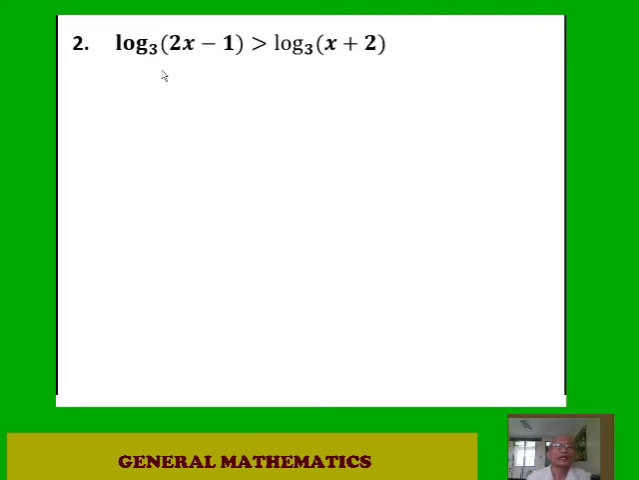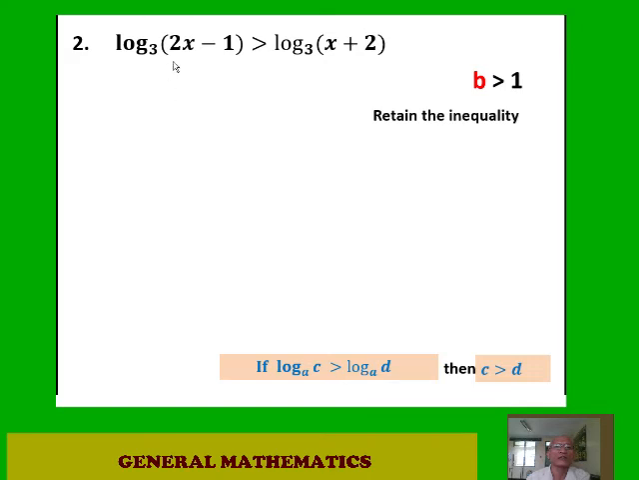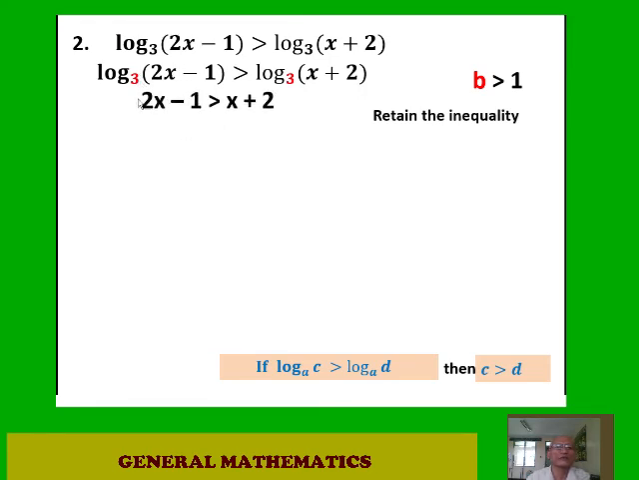Next example, log of 2x minus 1 base 3 greater than log of x plus 2 base 3. Take note that the base is greater than 1, so we retain the inequality, following this property. The base is 3, greater than 1, so we eliminate the log with only the quantities 2x minus 1 greater than x plus 2. Solving for x by transferring the terms involving x to the left side, x is greater than 3.